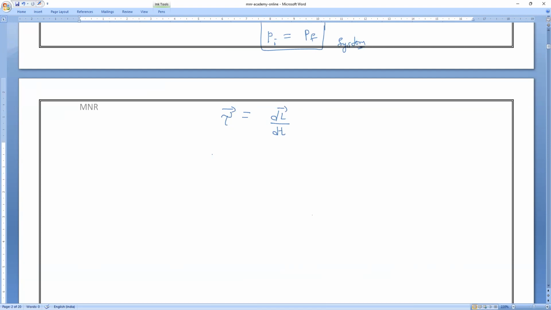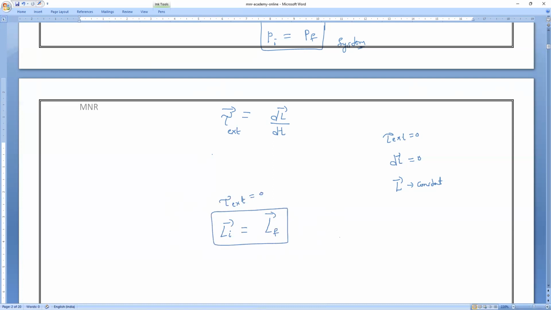So what will happen, all of you? If the external torque becomes zero, there is no change in torque, so the change in angular momentum also becomes what? Zero. Which means angular momentum remains constant. So if angular momentum remains constant, initial angular momentum is equal to final angular momentum.